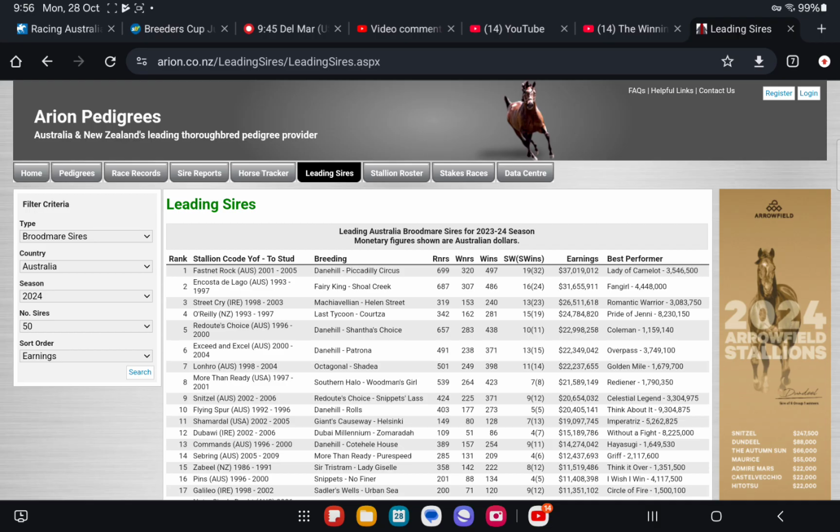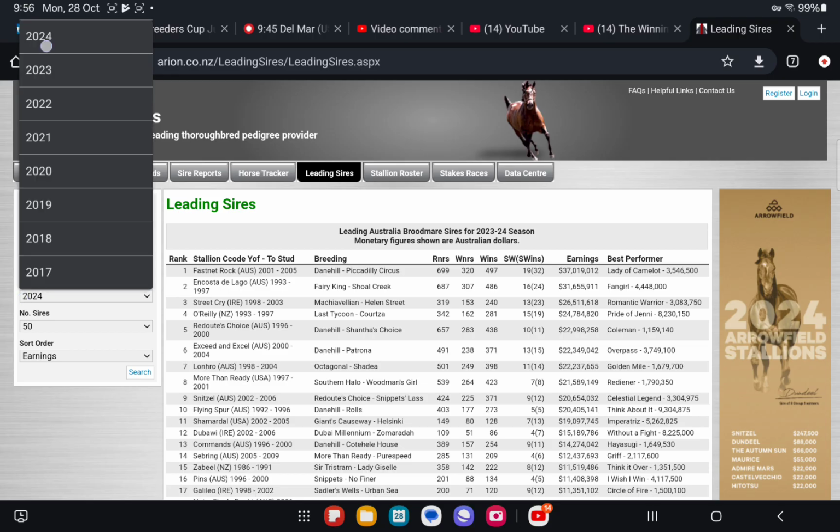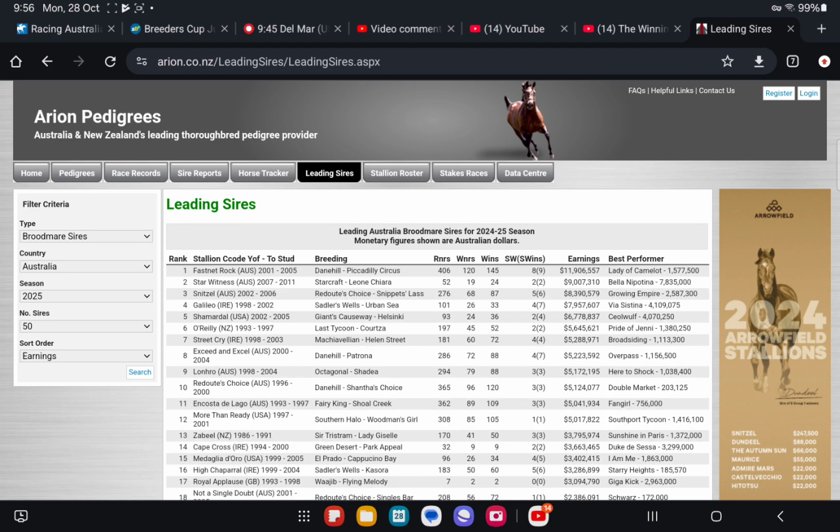Good cross of influences in the broodmare sires title, importantly now too, with only four sons of Danehill in the top 10, and a son of Redoute's Choice as well through the former Snitzel. So the Danehill blood's starting to dilute a little bit more through the broodmare side of pedigrees now. That was always going to take a long time to happen. So that's last year's list. But for 2025, this season now, Fastnet Rock still leads the broodmare sire title by 2.9 million over Star Witness in second. Snitzel, Galileo, Shamardal, a lot of the usual suspects just below.